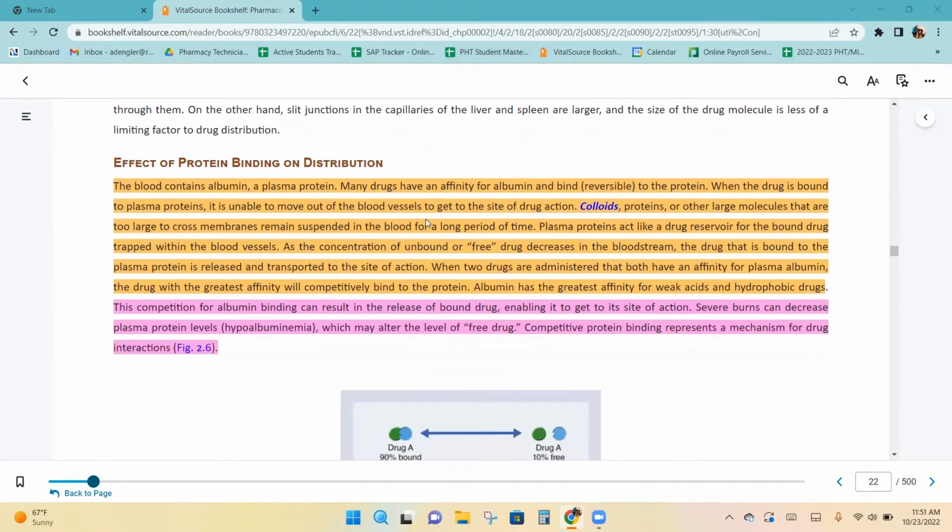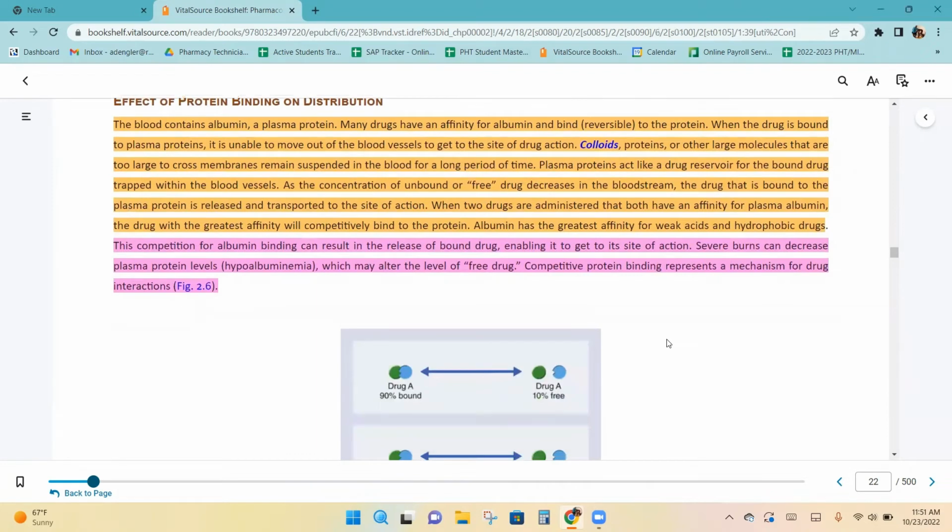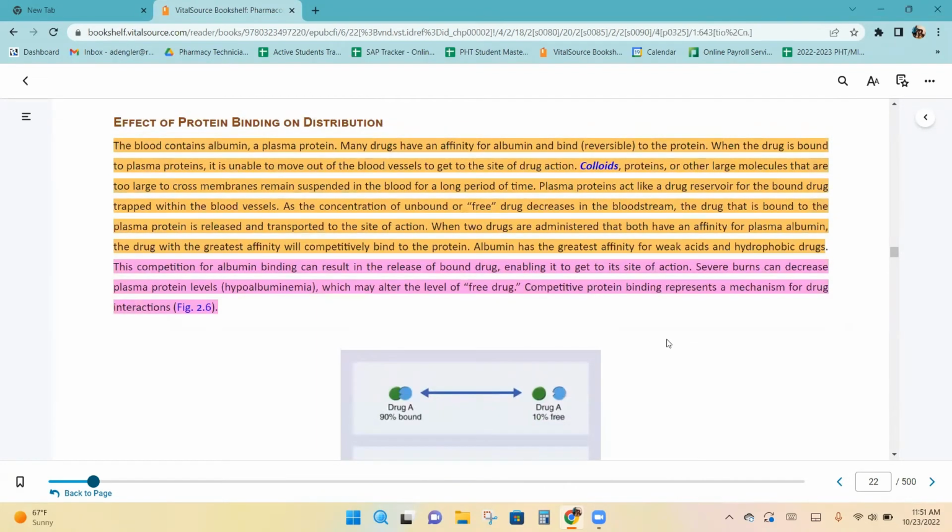The blood contains albumin, a plasma protein. Many drugs have an affinity for albumin and bind reversibly to the protein. When the drug is bound to plasma proteins, it is unable to move out of the blood vessels to get to the site of drug action.